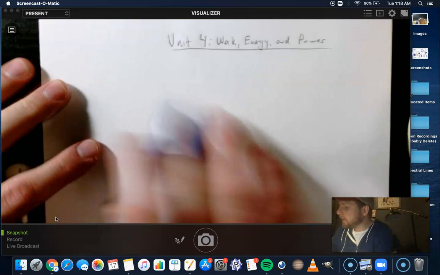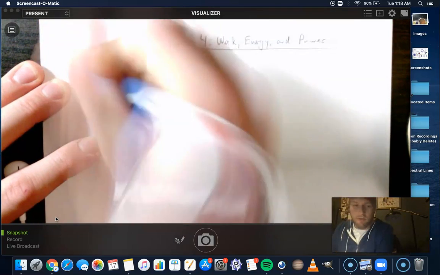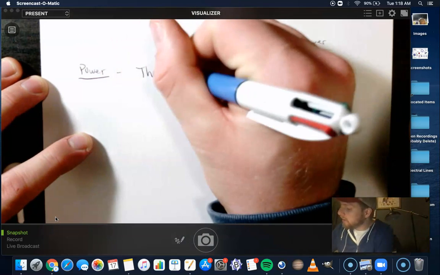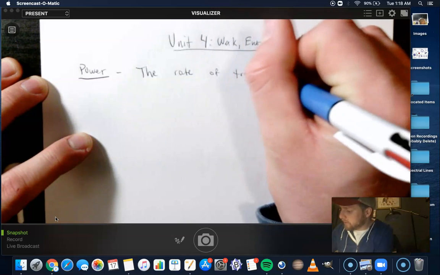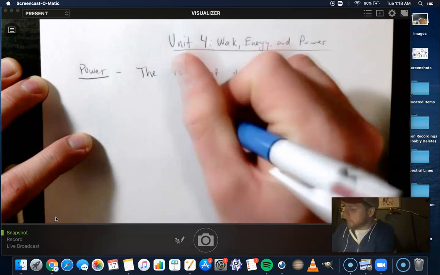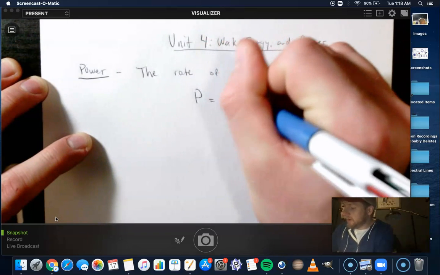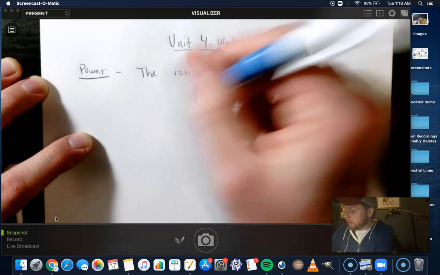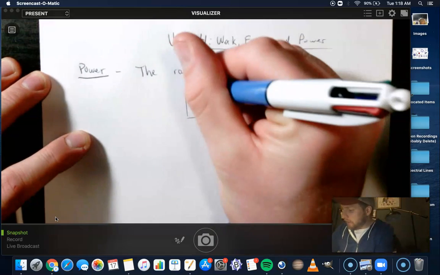Today we are going to continue our unit on work, energy, and power. Today we're going to define the physics definition of power. Power is the rate of transfer of energy. In other words, power, which we usually use the symbol P, is the amount of energy transferred, or delta E, per unit time. So I think that's how it's written on your equation sheet for AP Physics.